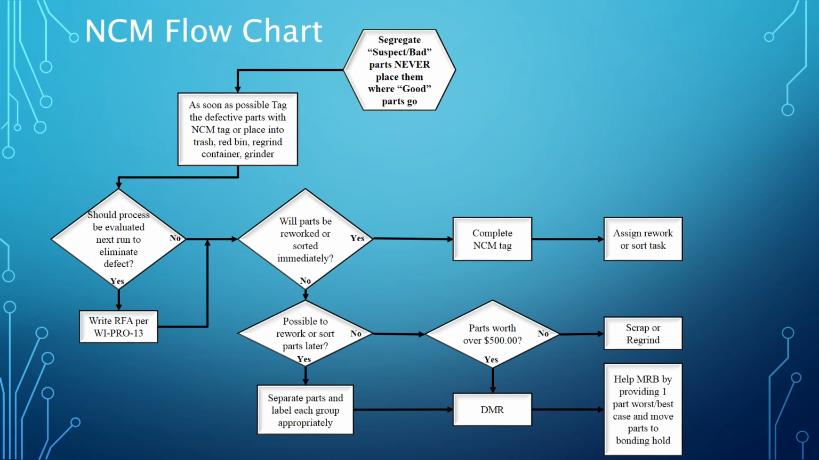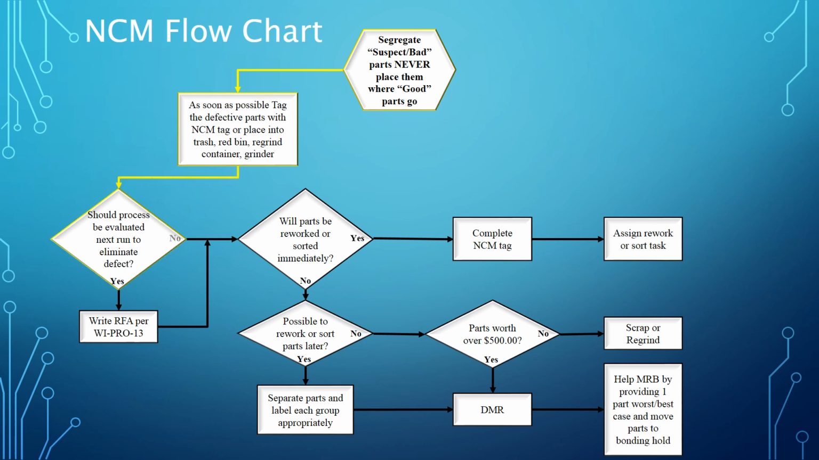Find all parts and make sure they are not in stage ship. Tag all boxes immediately with orange non-conforming material tag. Determine if the defect can be corrected immediately or if the process needs to be evaluated. In this case, the mold needs to be repaired, so the defect will be fixed. Will parts be reworked or sorted immediately? They cannot be reworked, but can be sorted and only have 3 hours of runtime, so will be sorted on the floor immediately.